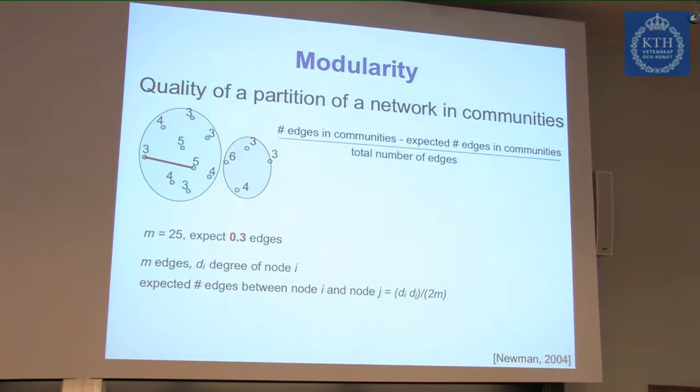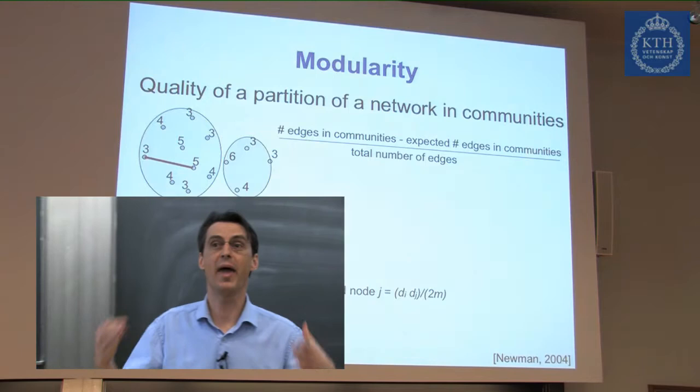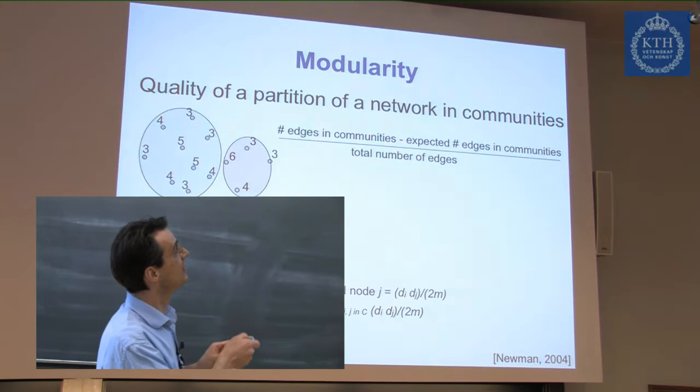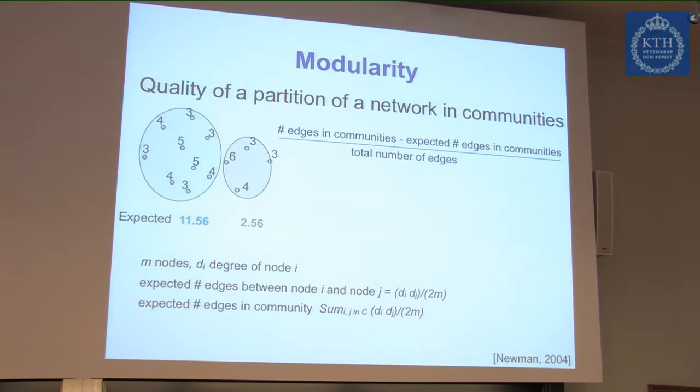And then we can do the same for all possible pairs of nodes in that community, and that's the total number of edges that we expect in that community. If we do that computation, what we get is this. You get an expectation of 11.56 edges in that community, and you expect 2.56 in that community. And now what remains to be done is just to compare the expected number of edges with the actual number of edges that we observe in the graph. And that will give us the quality function.